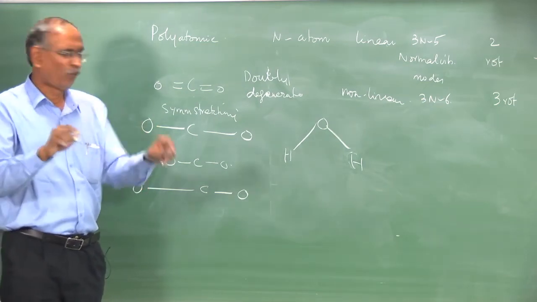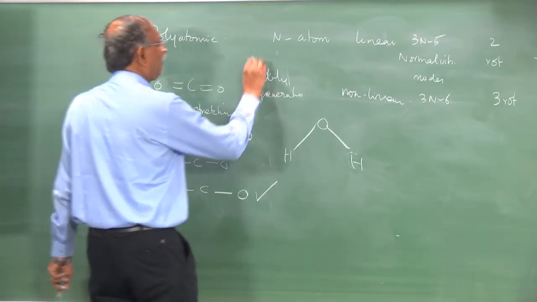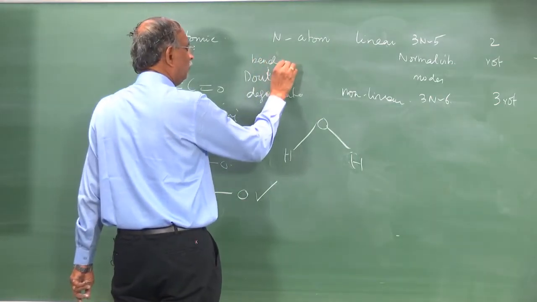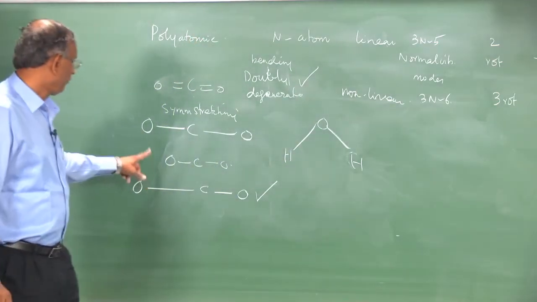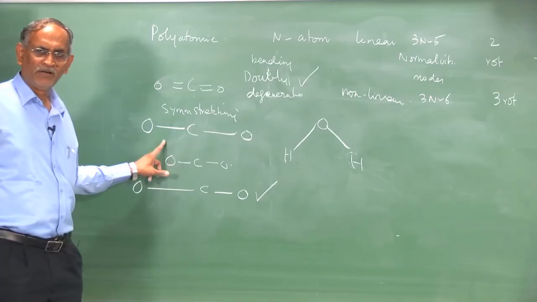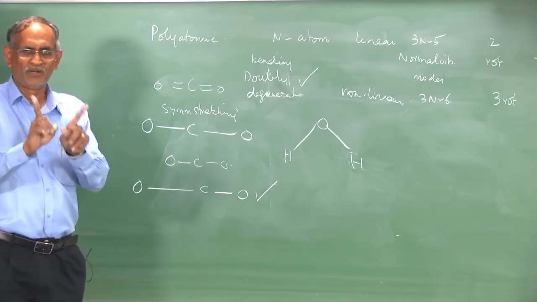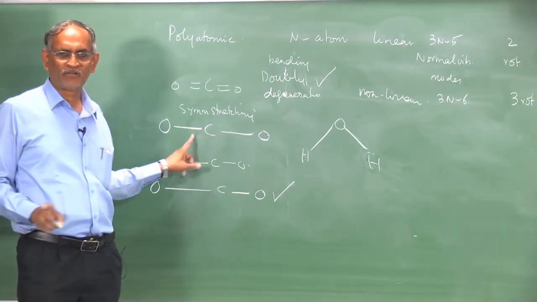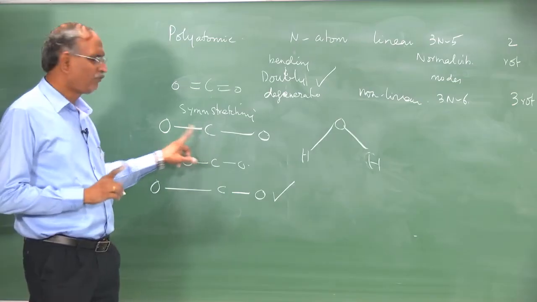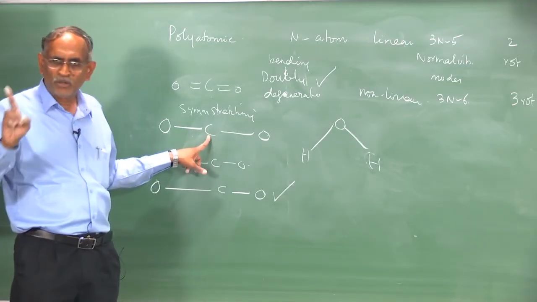This change in the dipole moment means that this degree of freedom and the bending degree of freedom are both infrared active. The symmetric stretching mode for carbon dioxide does not involve any change in the dipole moment from its original value of 0, because carbon is in the middle of both these oxygens. It is the center of mass, charge center as well as the mass center. Therefore, there is no dipole moment.